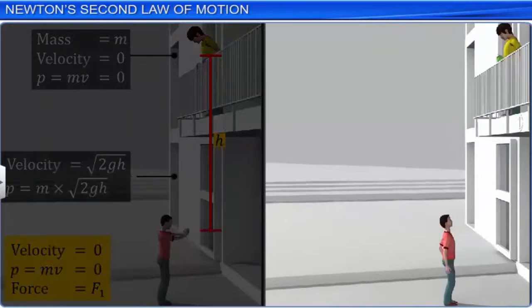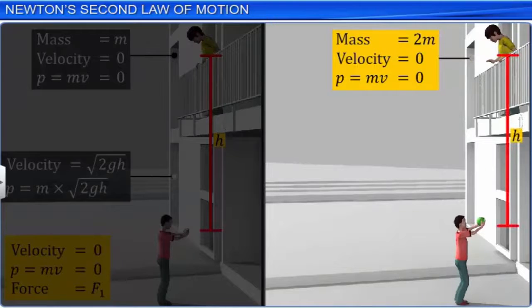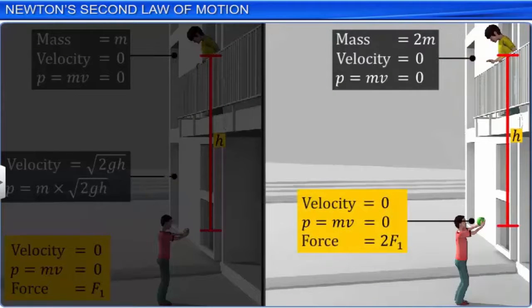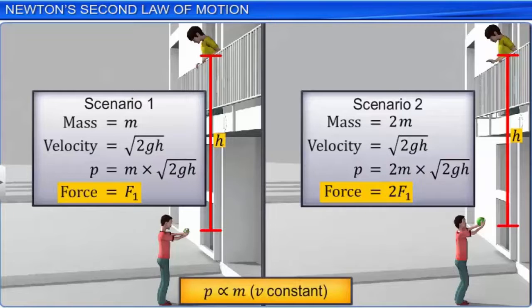Another ball of mass 2m is dropped from the same height. This time, the force required to catch the ball is 2F. Between these two scenarios, the mass of the ball doubles, but the final velocity remains the same. Therefore, the momentum of the ball also doubles. Consequently, the force applied to catch the ball also doubles. Here, the momentum of the ball increases due to an increase in its mass.